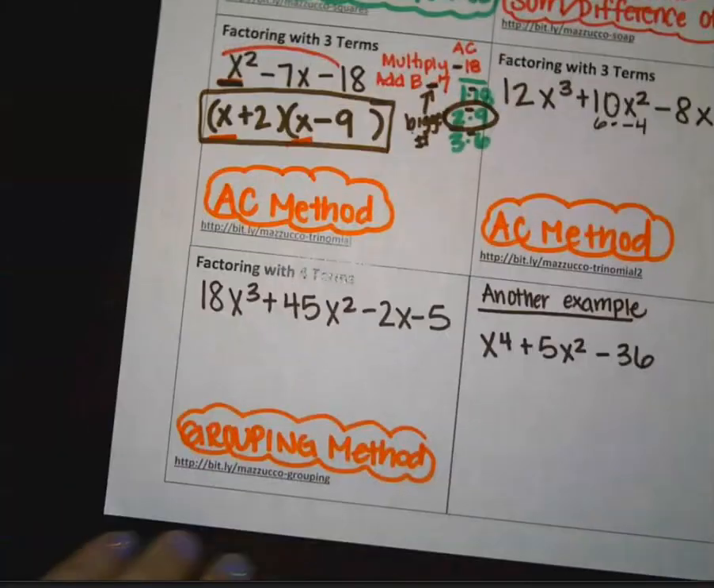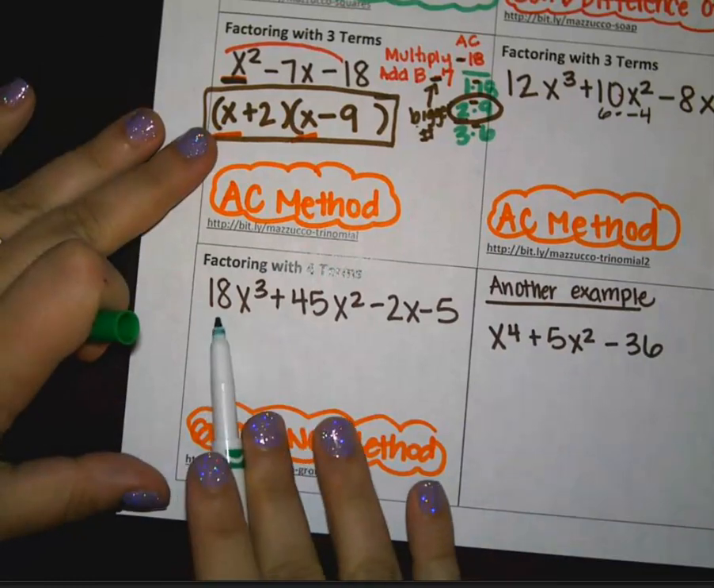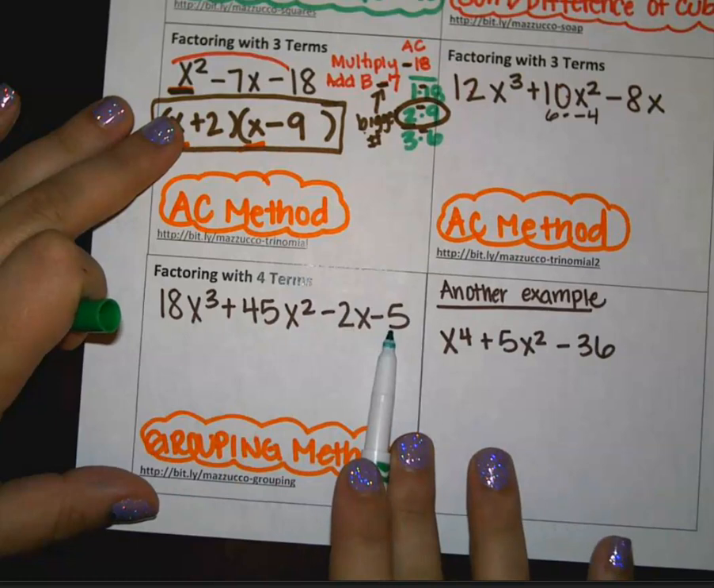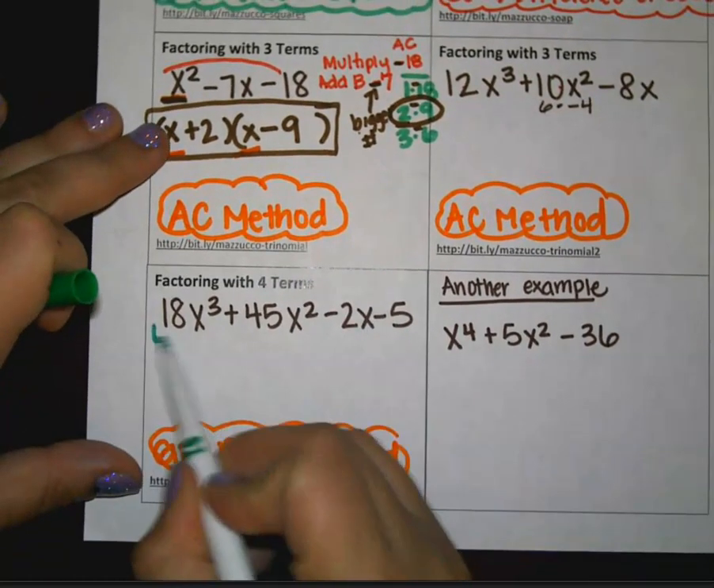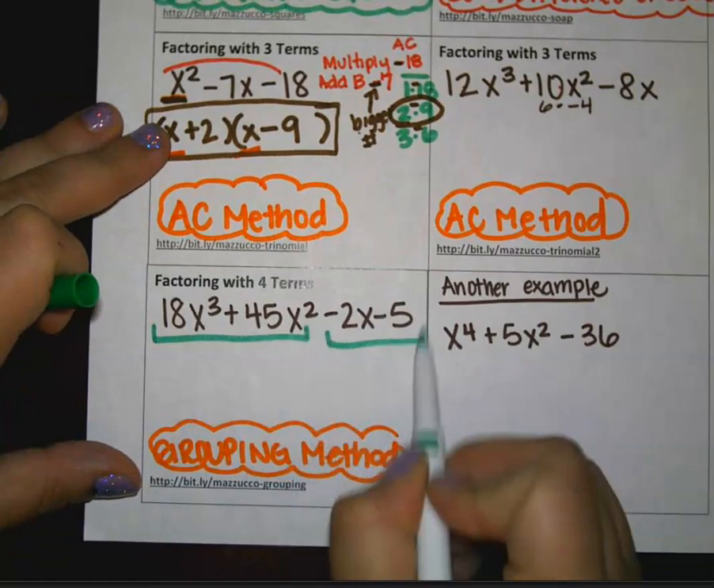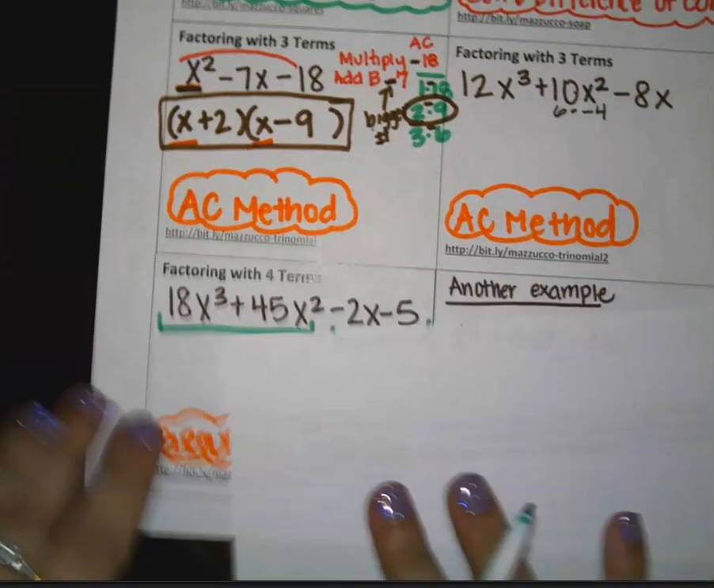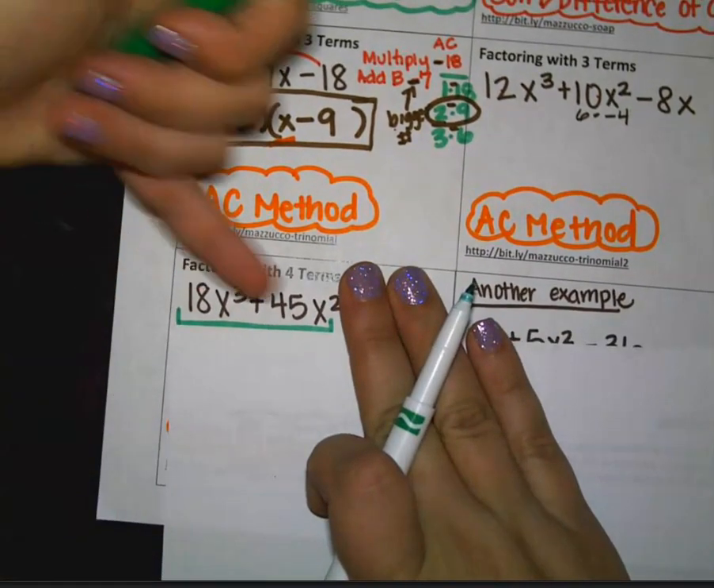Alrighty, so now on to 4 terms. So when we have 4 terms, we're going to do exactly what we just got done doing in the previous problem. So first of all, is there something that divides all of these? No. So then we group 2 at a time. So I'm going to look here, ignore these 2, and think about what divides both of these.